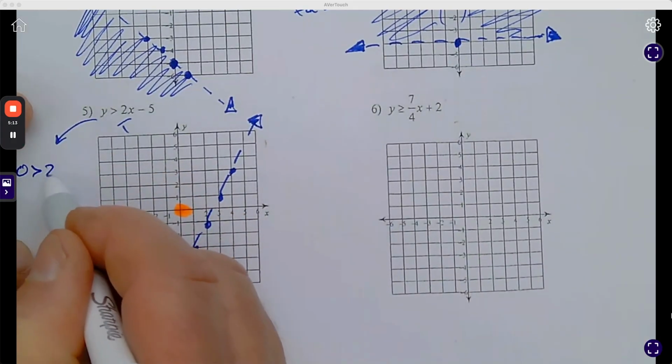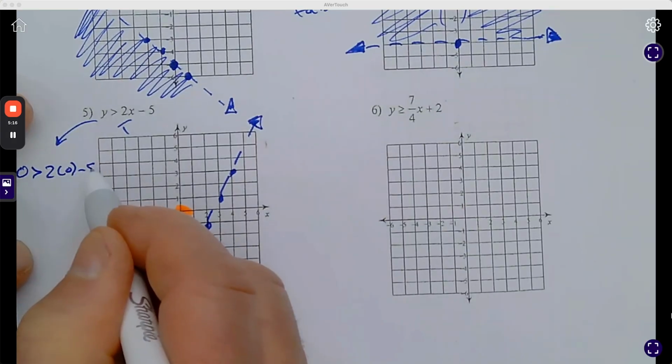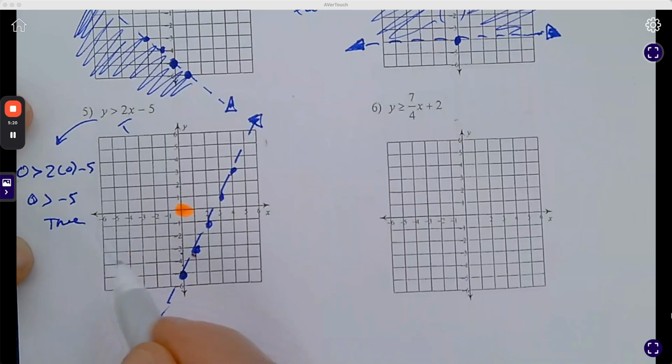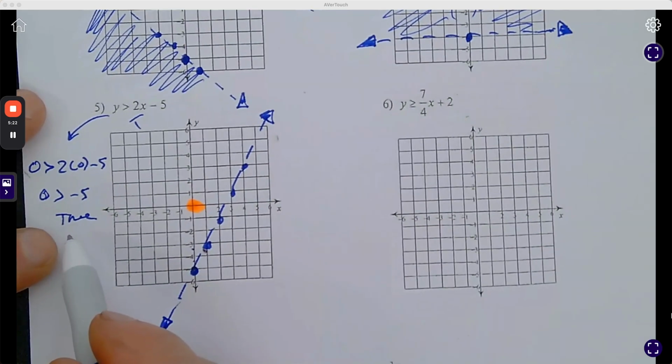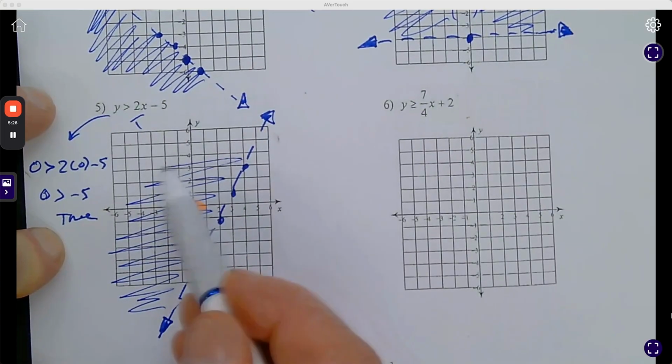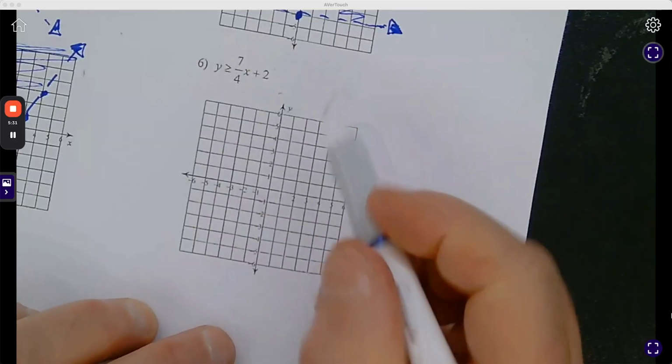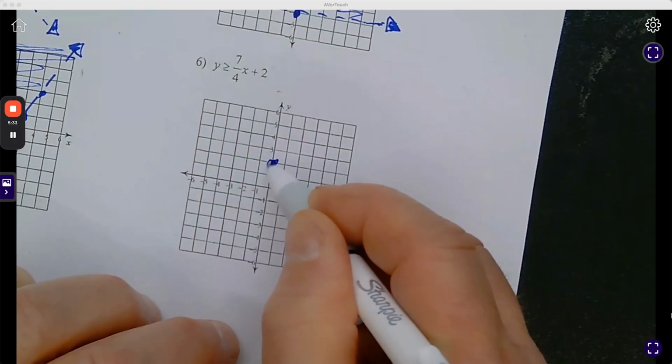0 greater than 2 times 0 minus 5. 0 greater than negative 5. Hey, that's true. 0 is greater than negative 5, so this was true. So that means everything on that side will also be true. Woo!